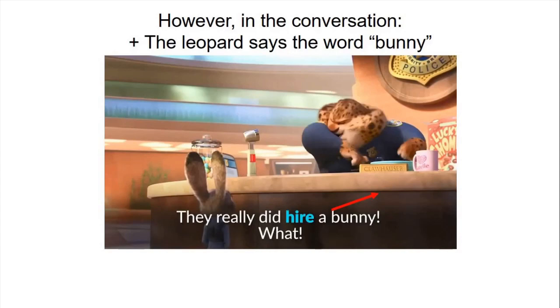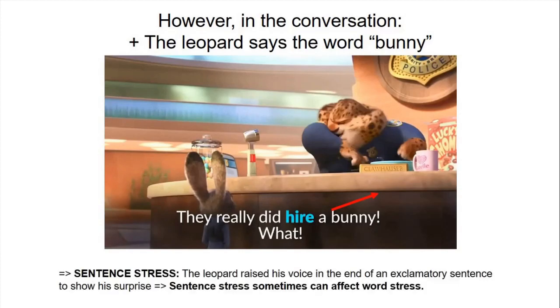Bunny, you see? He stressed the second syllable of the word bunny. Did he say it wrong? Actually, it's totally correct. Here we need to mention a new term, sentence stress. The speaker raised his voice at the end of an exclamatory sentence to show his surprise. And you see, sentence stress can sometimes affect word stress. And because sentence stress depends a lot on the context, the problem here seems more complex. It is clear that learning stress within a word is still not enough.